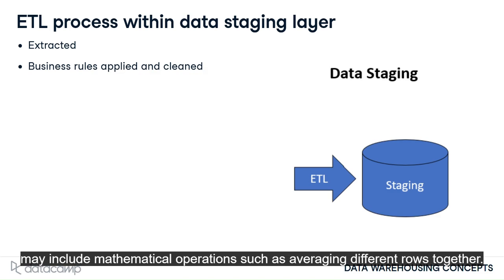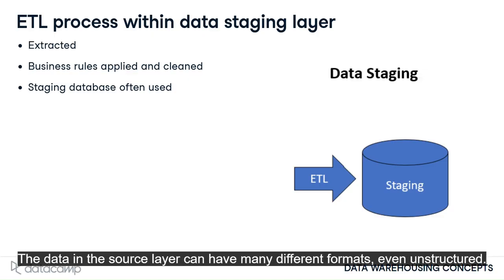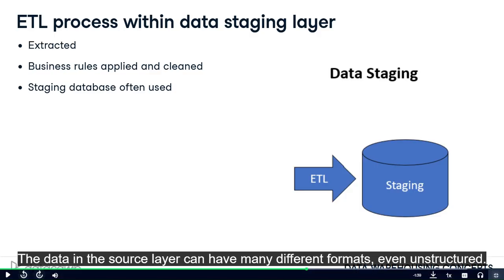It uses staging tables here to store the results between the various transformations temporarily. The data in the source layer can have many different formats.